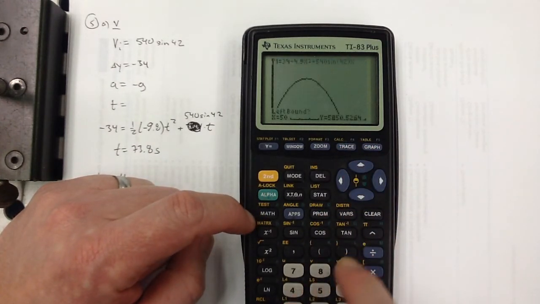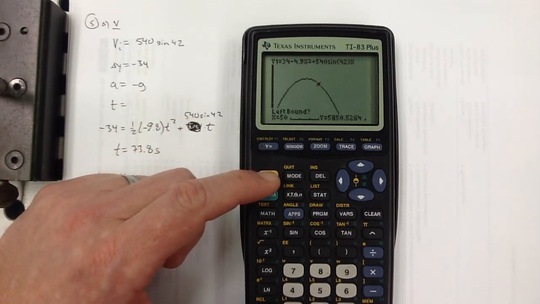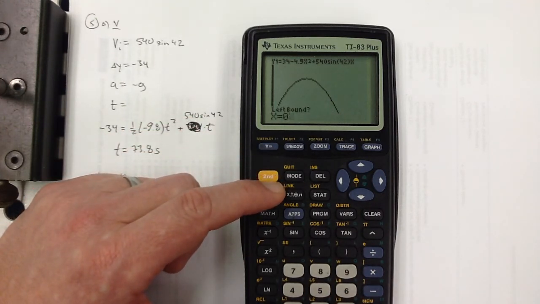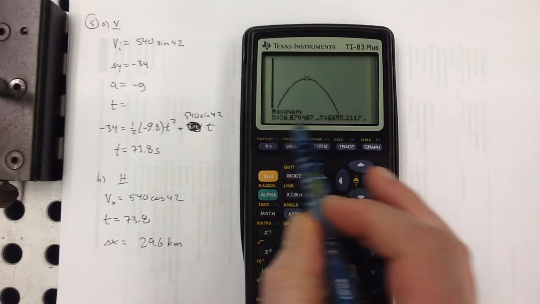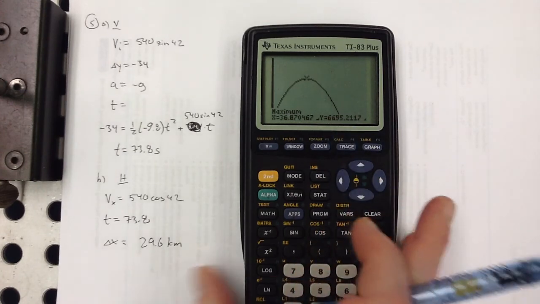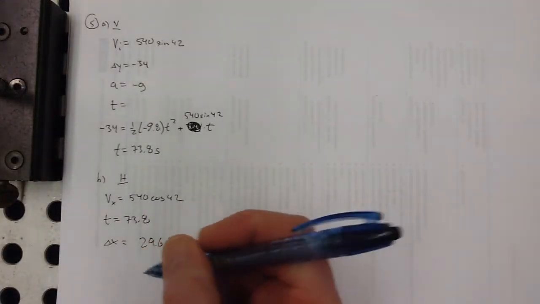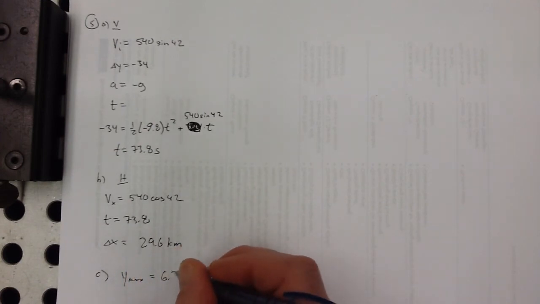So the maximum happens definitely between, let's say, 0 and 50. So it happens at this time, and that is the actual maximum height. So let's say 6,700, or about 6.7 kilometers.